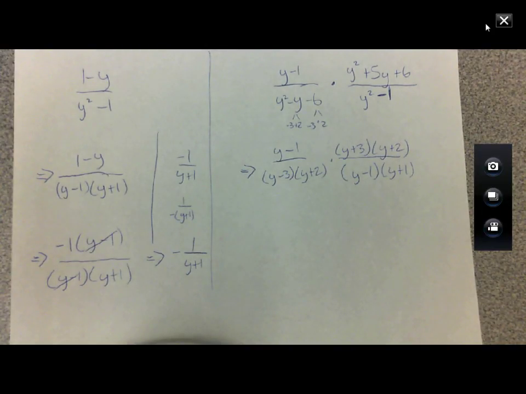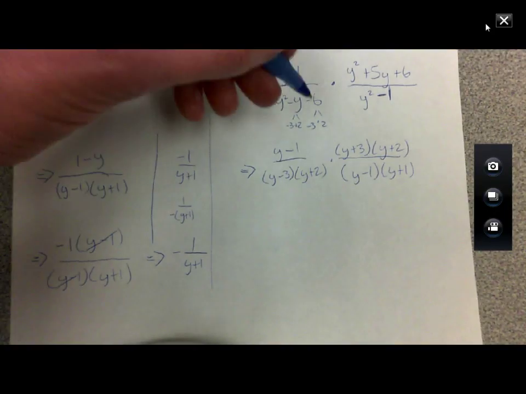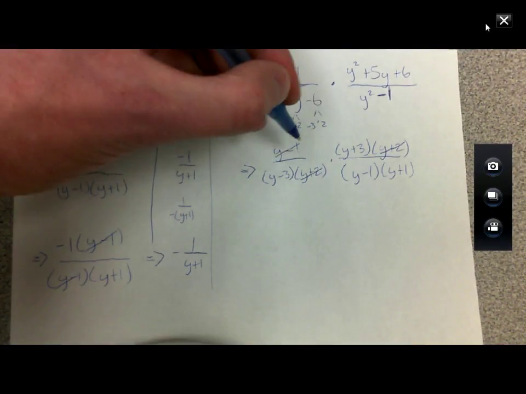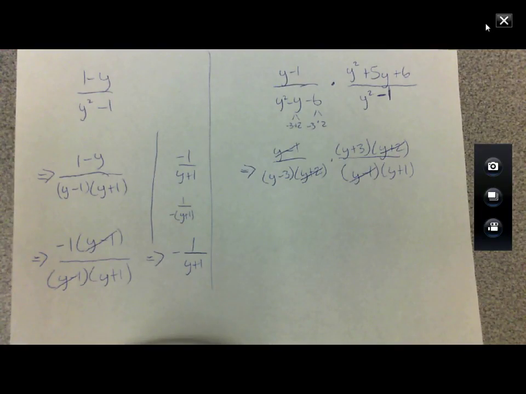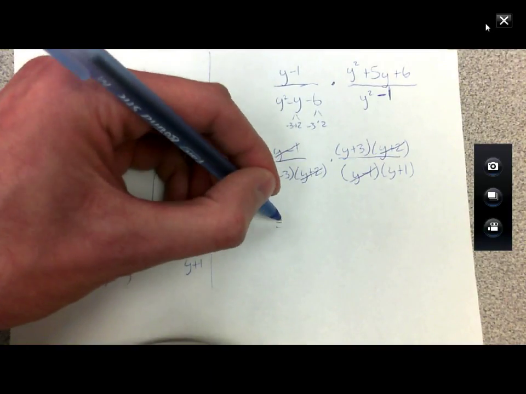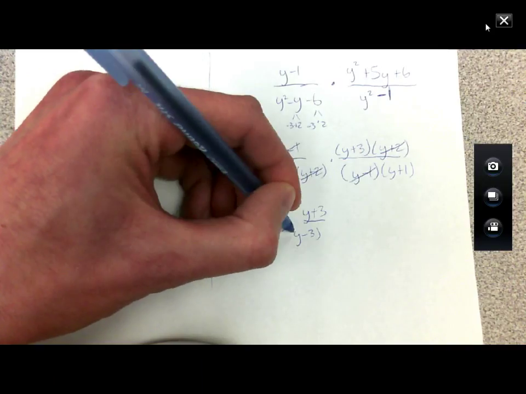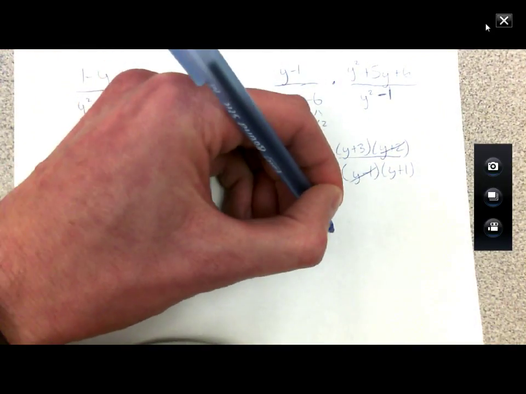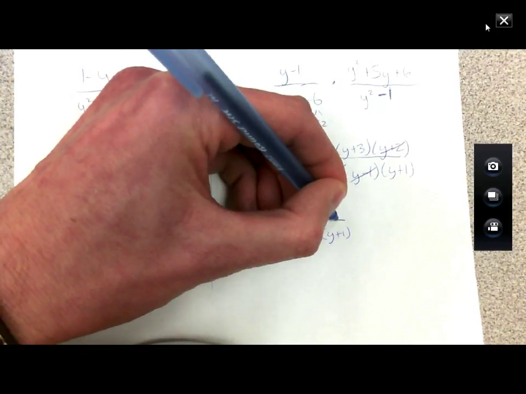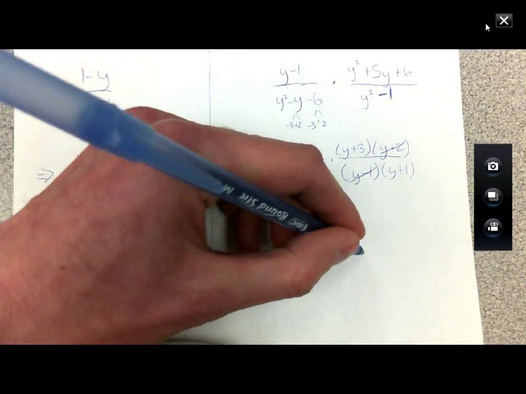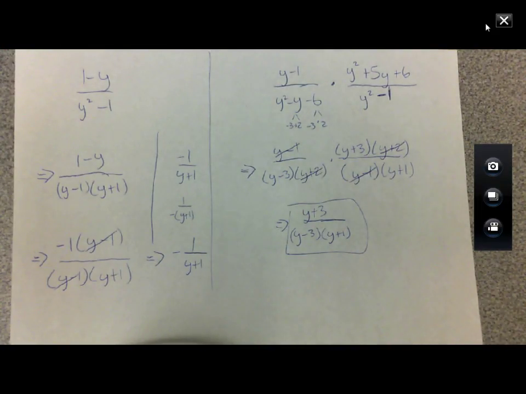Now I'm looking for common factors. I factored everything. I want to find common factors that can divide to 1. I've got a y plus 2 and a y plus 2. Those divide to 1. Y minus 1, y minus 1, that divides to 1, which means in the numerator, I'm left with y plus 3. And in the denominator, I've got y minus 3 and y plus 1 left over. And that's about as far as we can take that one. So that would be our final answer for this one as well. And that's how we got those results.